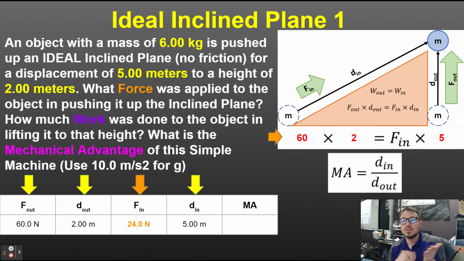Now, it says how much work was done to the object lifting it to that height. Well, it's going to be the output, 60 times 2, so 120 joules of gravitational potential energy. That's how much work, the input work, output work. Now I can calculate the mechanical advantage. That's going to be the input distance, which is 5, divided by 2, the output distance, and the mechanical advantage is 2.5. So what this tells me is that for every newton that I put into this machine, I get 2.5 newtons back out, right?